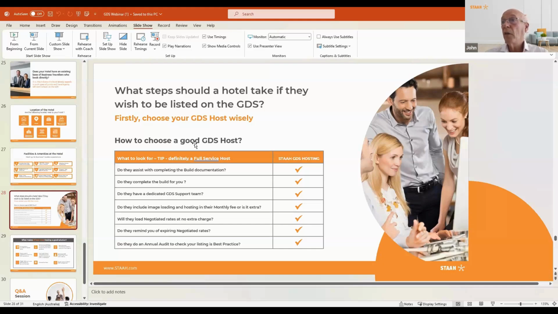Do they assist with completing the build documentation? Well, over on the right-hand column, yes, we tick that box. We do the whole build for you. Do they complete the build for you? Yes, we do. Do they have a dedicated GDS support team? You would hope so. We definitely provide that. Do they include image loading and hosting in their monthly fee, or is it extra?